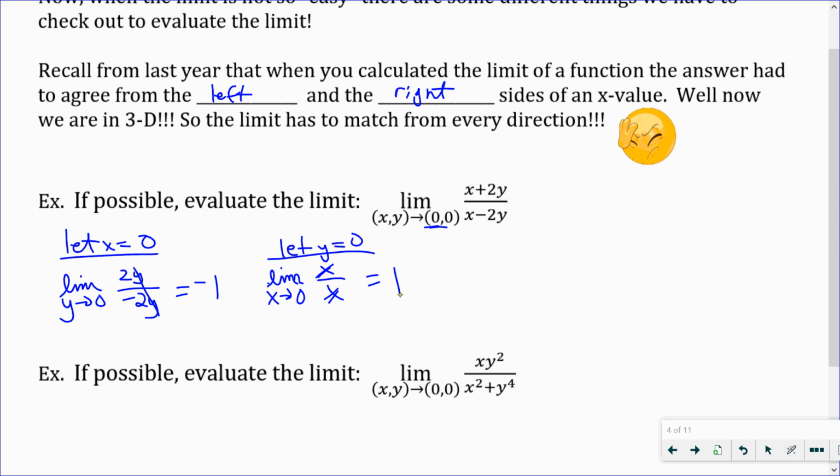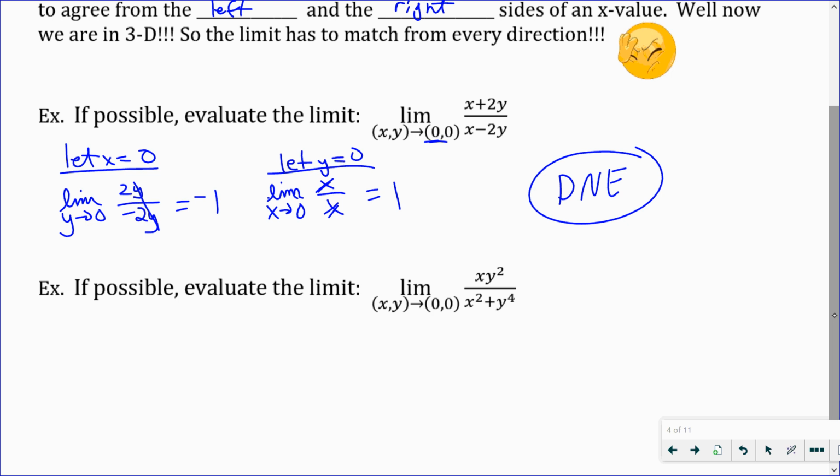I mean, obviously I was looking for it to match, but usually in these problems, you get a mismatch, right? All right, so yeah, Danny, they don't agree. So this limit does not exist. There must be something weird going on there that doesn't exist. So when you get a mismatch like that, it doesn't exist.